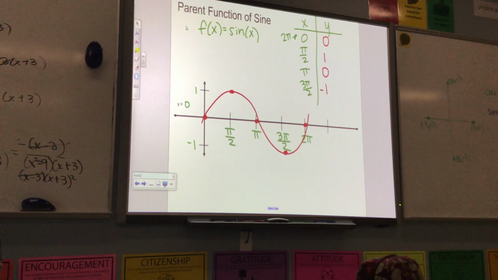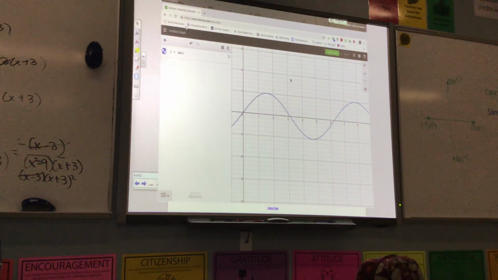That is what your parent function should look like. And I'm going to pull it up on Desmos just to show you the pretty version. So the first period of sine is all of those points we just found. What you're going to find when we do these, I'm always going to make you graph 5 points, because 5 points gets you that full revolution, and that's when it starts repeating itself again.